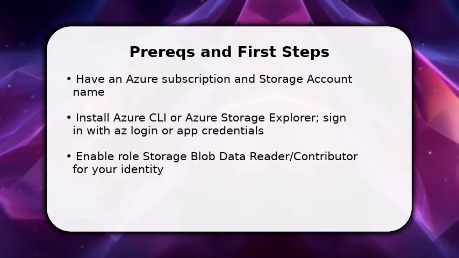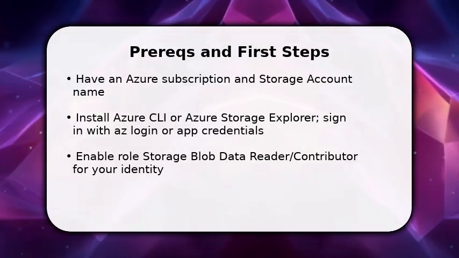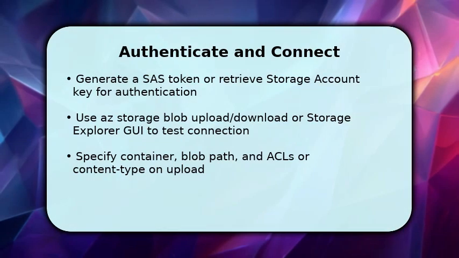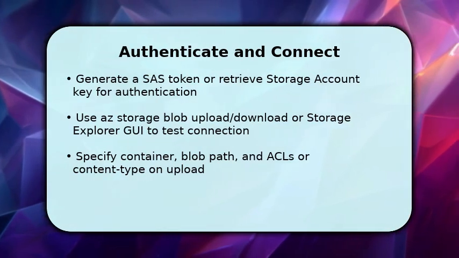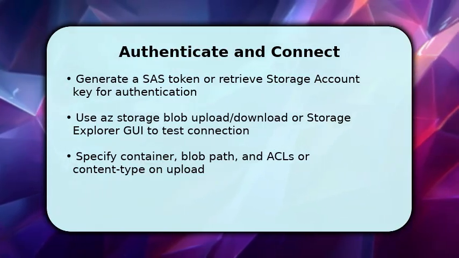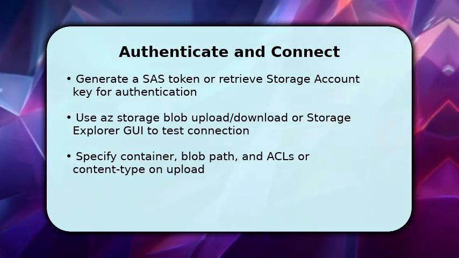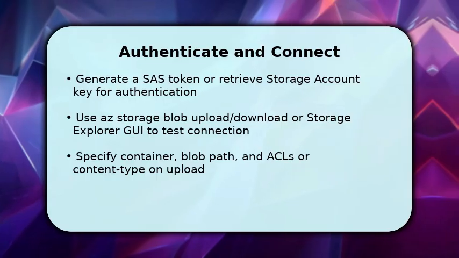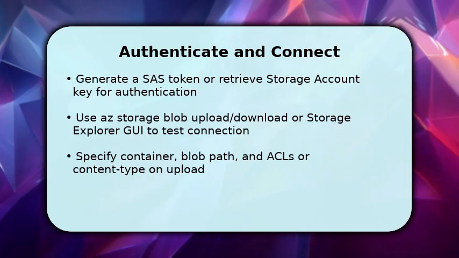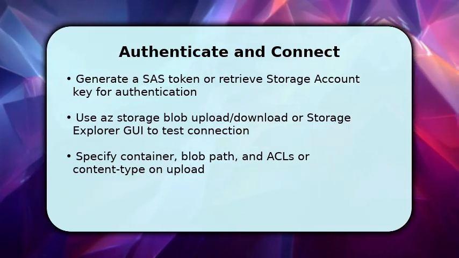Now you authenticate. Choose a SAS token for scoped access or use the account key for full access. Once done, construct your connection string or append the SAS to the blob URL. In Azure CLI, run az storage blob upload --account-name, container name, blob name, and file local file to push a file. Make sure to include the account key or SAS token if needed.